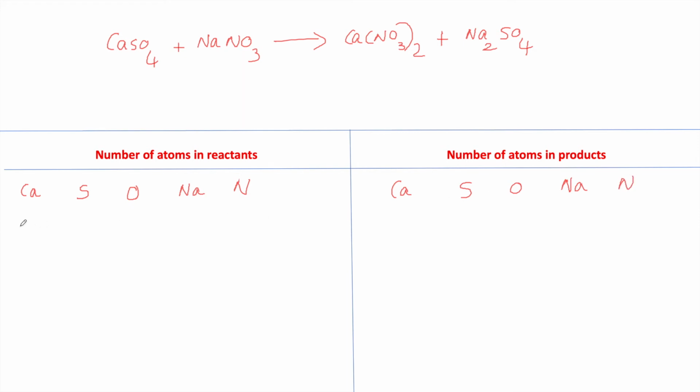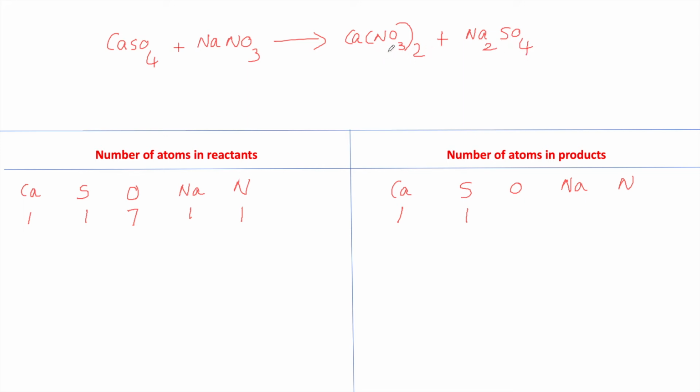Then calcium, it's 1. Sulfur, it's 1. For oxygen, calcium sulfate consists of oxygen, and NaNO3 also consists of oxygen. So we have to add together to get the number of atoms of oxygen. So it's 4 plus 3, it's 7. And sodium, Na, it's 1. Nitrogen, it's 1. On the product side, calcium is 1, and sulfur is 1.